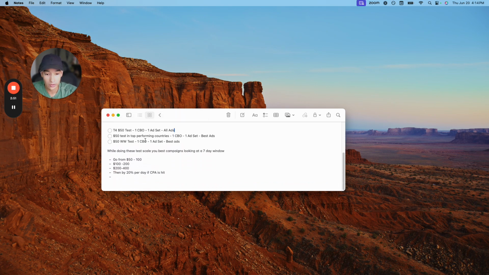And while you're doing this, you should be managing your ads at a 7-day window. Every single day, I look at my ads with today's metrics and then going back the past 7 days. So I'm looking at a 7-day window, including today, and this is how I manage my ads.